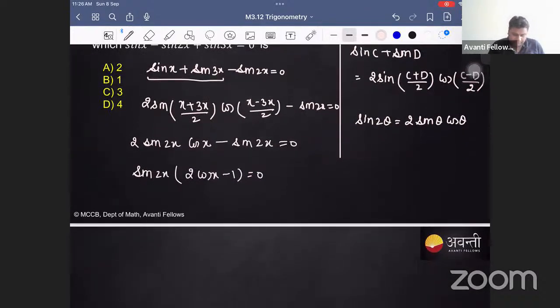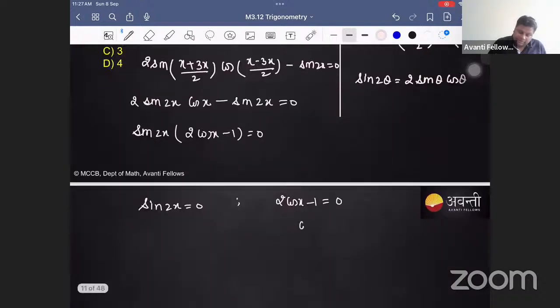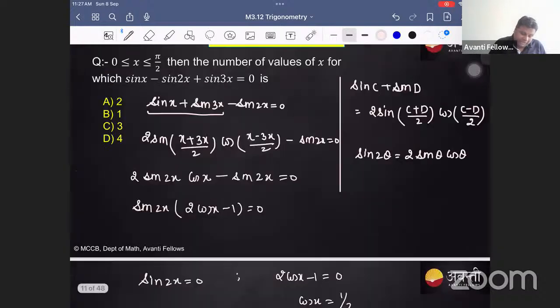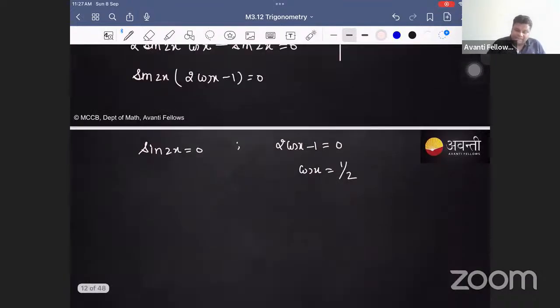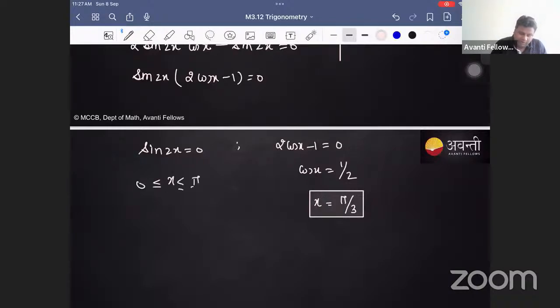Got it? Now, what are the possibilities? Either sin 2x is 0 or 2 cos x minus 1 equals 0. That means cos x is 1 by 2. Now, they are saying in the question that x lies between 0 to pi by 2. So, if x lies between 0 to pi by 2, cos x equals half has only one possibility, that is x equals pi by 3. Am I correct? Now, when sin 2x equals 0, now see, x lying between 0 to pi by 2.